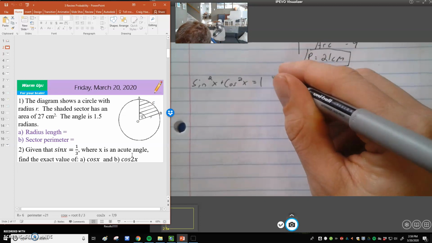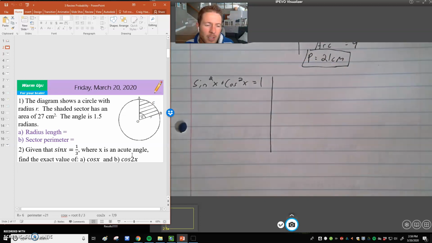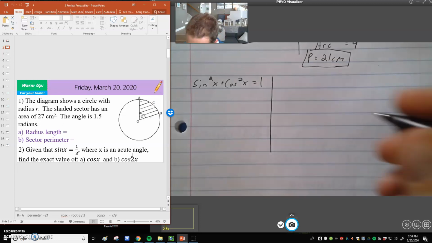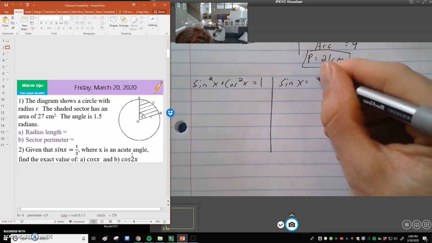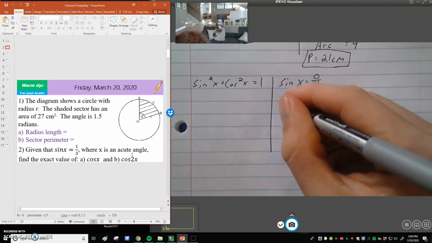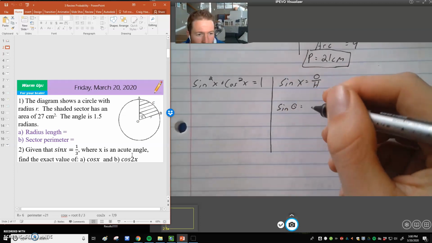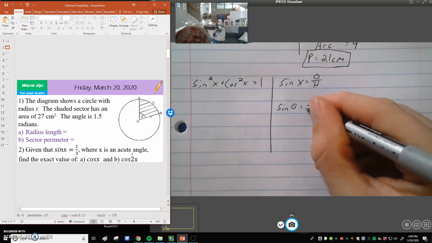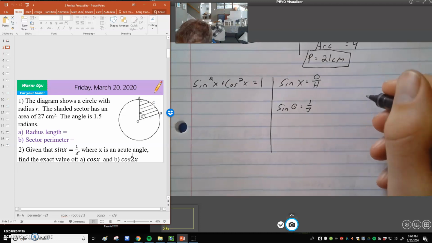Remember, for all things trig, SOHCAHTOA still applies. These are still right triangles. Sine from SOHCAHTOA, sine x, remember that's equal to opposite over hypotenuse. So let me set that up here. So here that tells us that sine of our angle is equal to, here it said 1/3, 1 over 3. Now let me draw that triangle to help us see what this is.